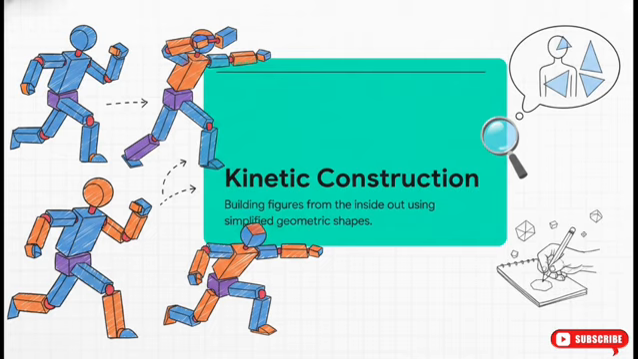Instead of desperately trying to remember the exact outer outline of a person walking, you build the figure structurally from the inside out using highly simplified geometric shapes. By visualizing the human body as basic 3D blocks, you can rapidly construct natural figures in literally any pose, from any angle, completely without a reference.